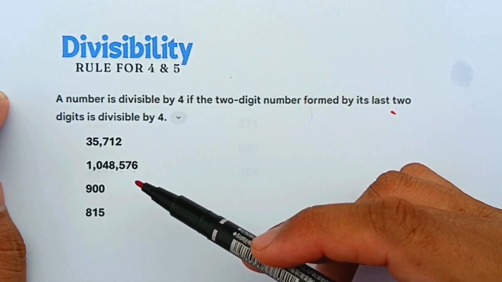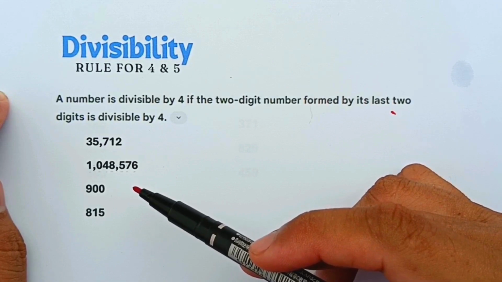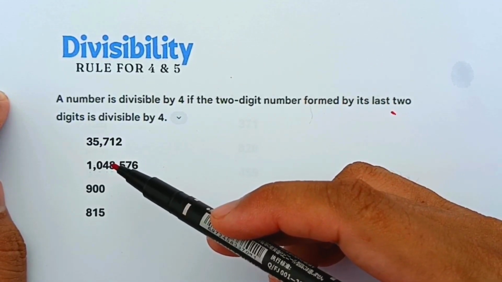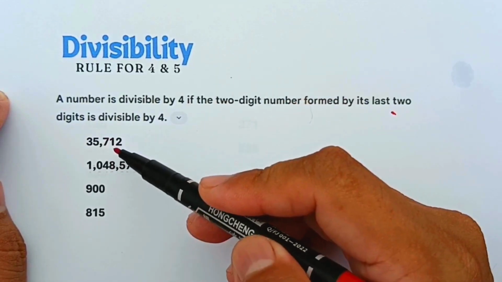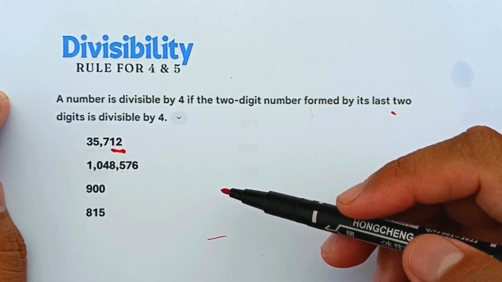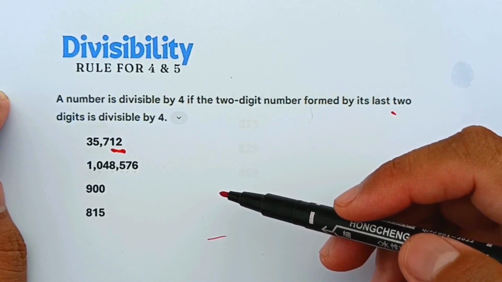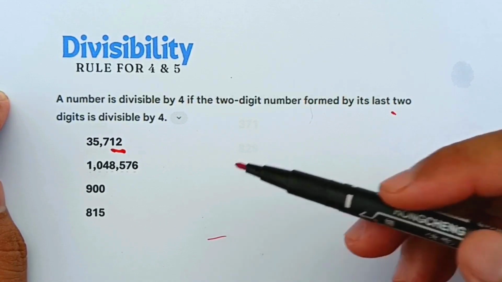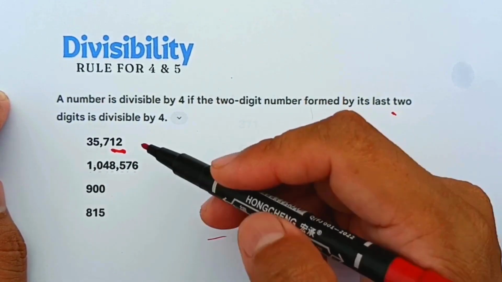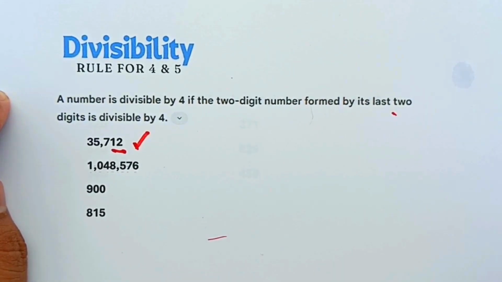The first number is 35,712. Let us determine whether this number is exactly divisible by 4. To examine that, look at the last two digits, 12. We all know that 12 is a multiple of 4, so 12 is exactly divisible by 4. So therefore the original number, 35,712, is exactly divisible by 4.